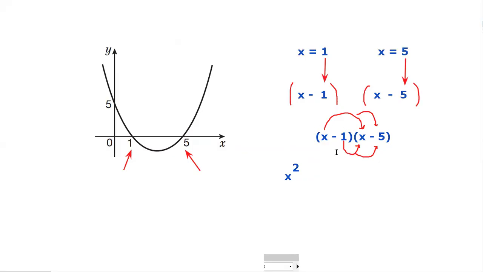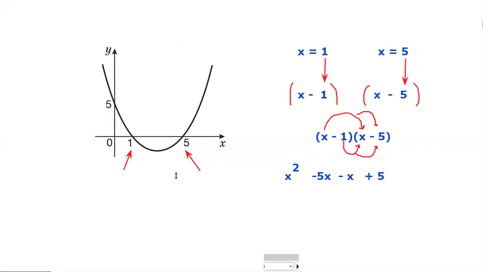And then here, x times x is x power of 2. And then x times negative 5 is going to be negative 5x. And then negative 1 times negative x is going to be negative x. And then negative 1 times negative 5 is going to be positive 5.